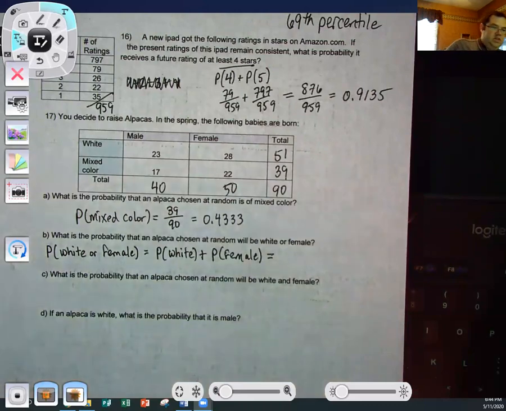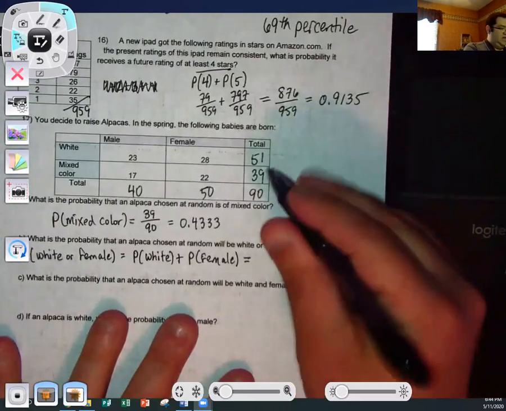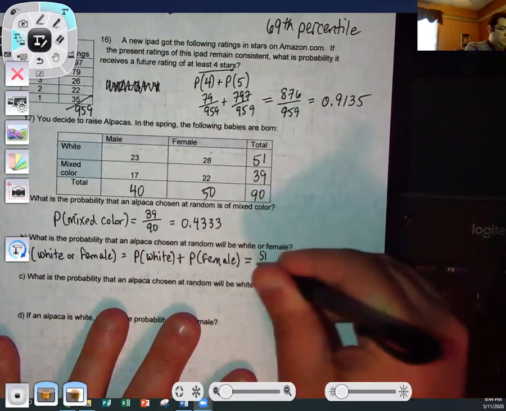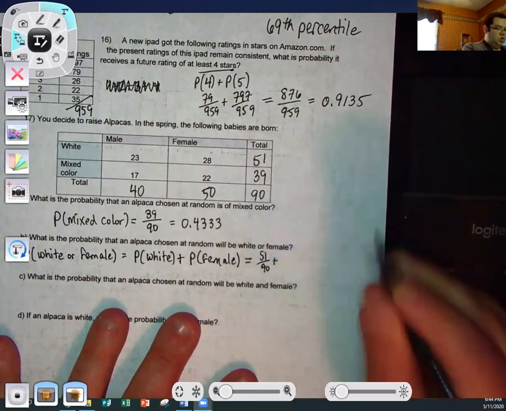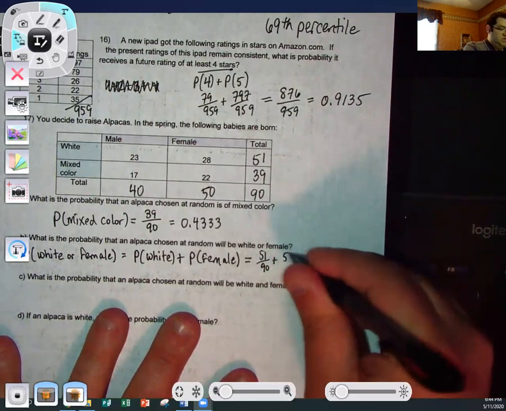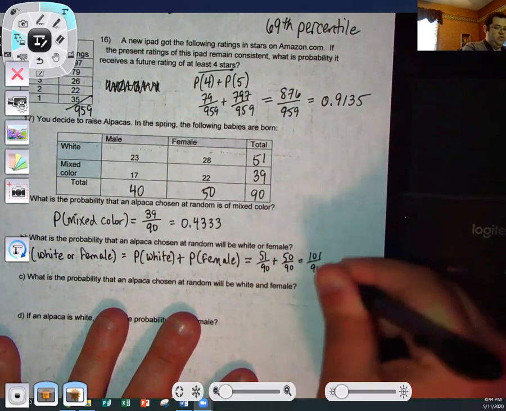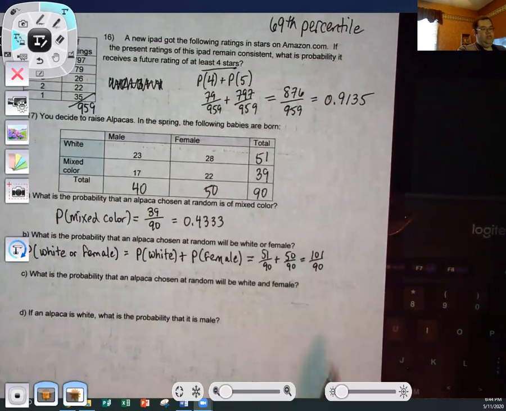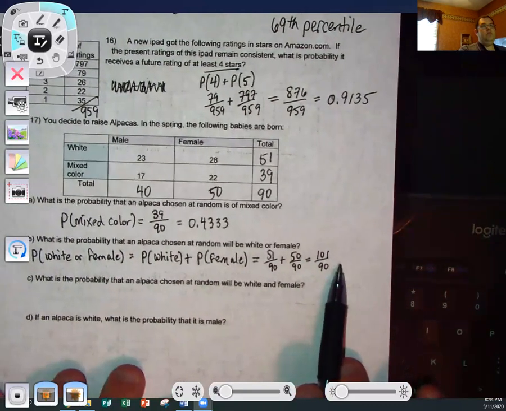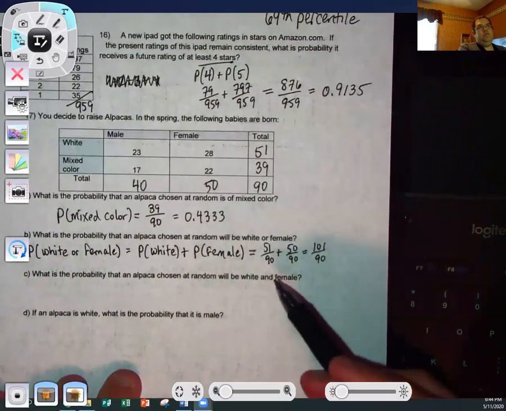So when we look at that one, the probability of a white alpaca is going to be 51 out of 90, plus the probability of being a female is 50 out of 90. That gets us to 101. But here's the problem with that. The problem is that we've already got this. Well, that's over 1. It makes it over 1 because it's over 90.